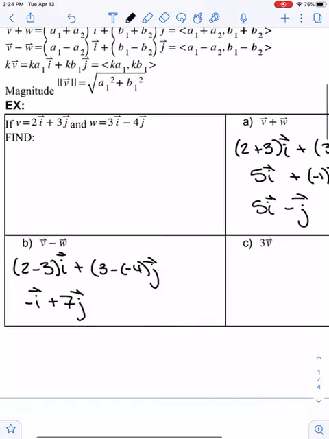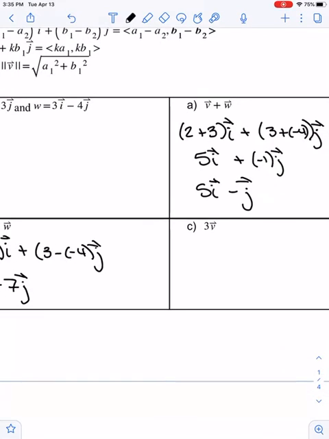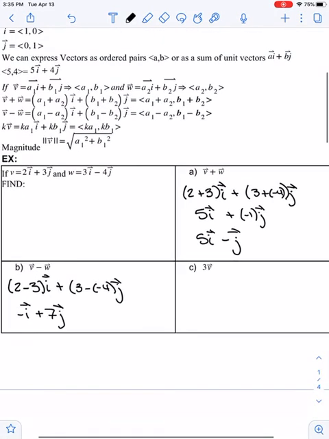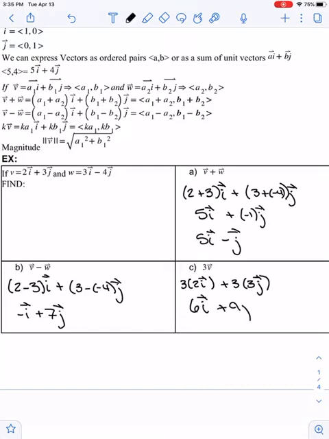So 7j. Now we have that scalar value of 3v. So we have 3 times each value. So 3 times 2i plus 3 times 3j. So that's 6i plus 9j.